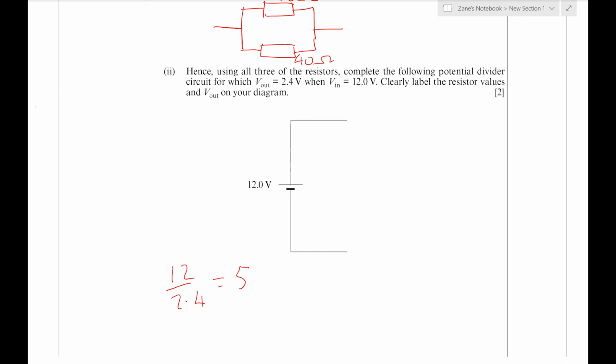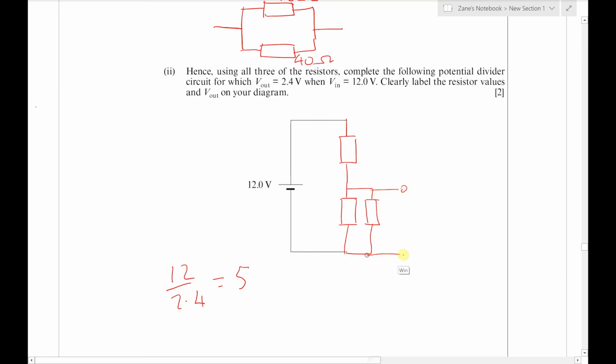And the way that we can do that is to put the 80 ohm resistor at the top and then have our parallel combination that we just put together of the two 40s at the bottom, and then this will be Vout. So these are the 40s and this is the 80.